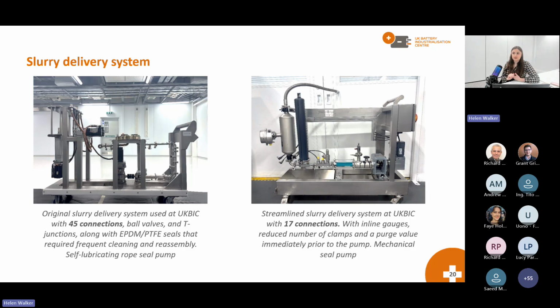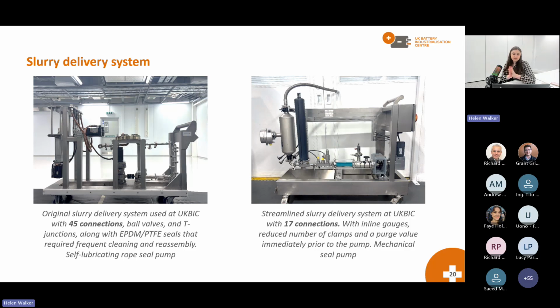So if you think about it, when we're disassembling and reassembling to clean and maintain the equipment, there are fewer seals that have to be inspected and reassembled. Far fewer points for failure.